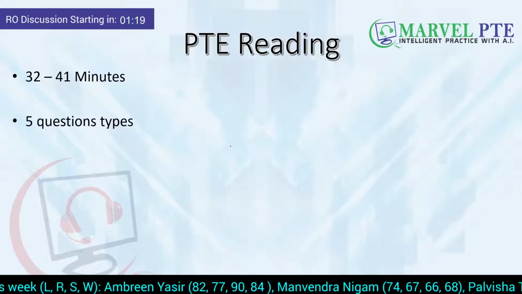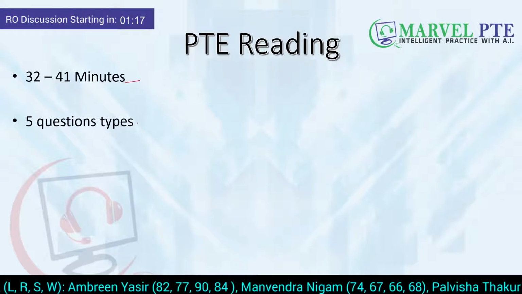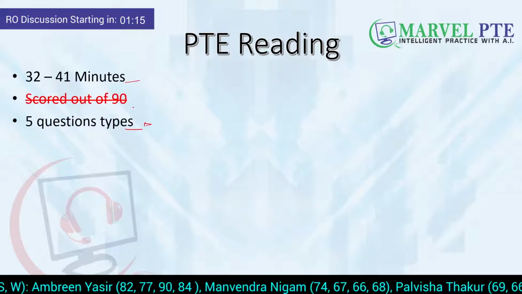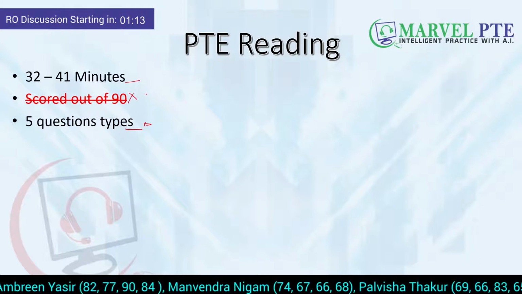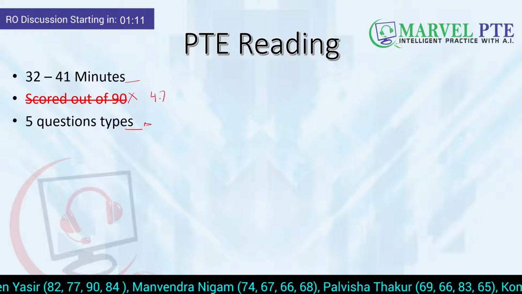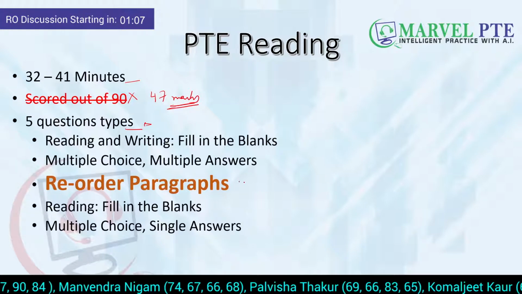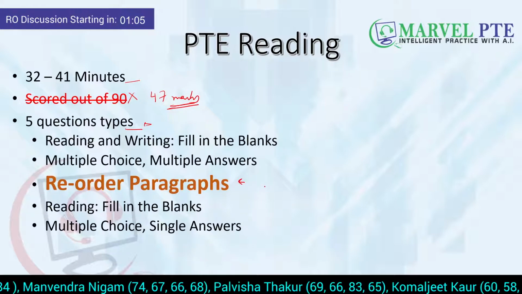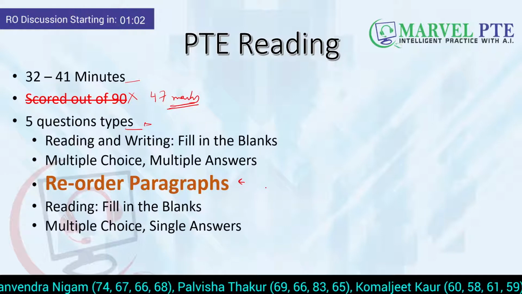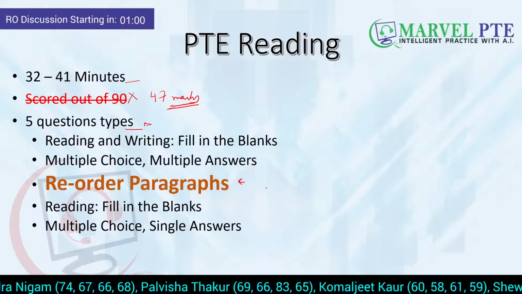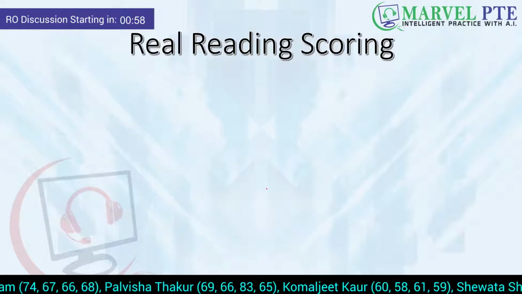PTE reading is 32 to 41 minutes and it has 5 question types, and it is not scored out of 90. The PTE reading module is just 47 marks, okay? And reorder paragraphs are today's topic. It is the third question type in this order, okay? You have to remember everything, the orders, especially because we have to do the time management.